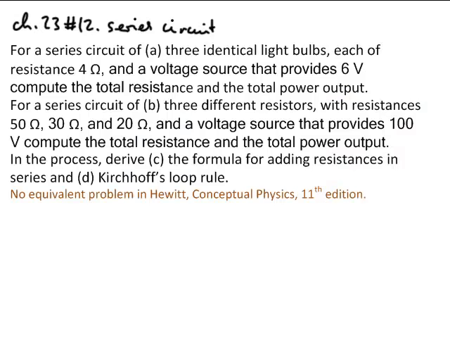This is a problem from chapter 23, number 12, series circuit. It says for a series circuit of A, 3 identical light bulbs, each of resistance 4 ohms, and a voltage source that provides 6 volts, compute the total resistance and the total power output. Then, for a series circuit of B, 3 different resistors with resistances 50 ohms, 30 ohms, and 20 ohms, and a voltage source that provides 100 volts, compute the total resistance and the total power output, and then in the process derive the formula for adding resistances in series and Kirchhoff's loop rule.